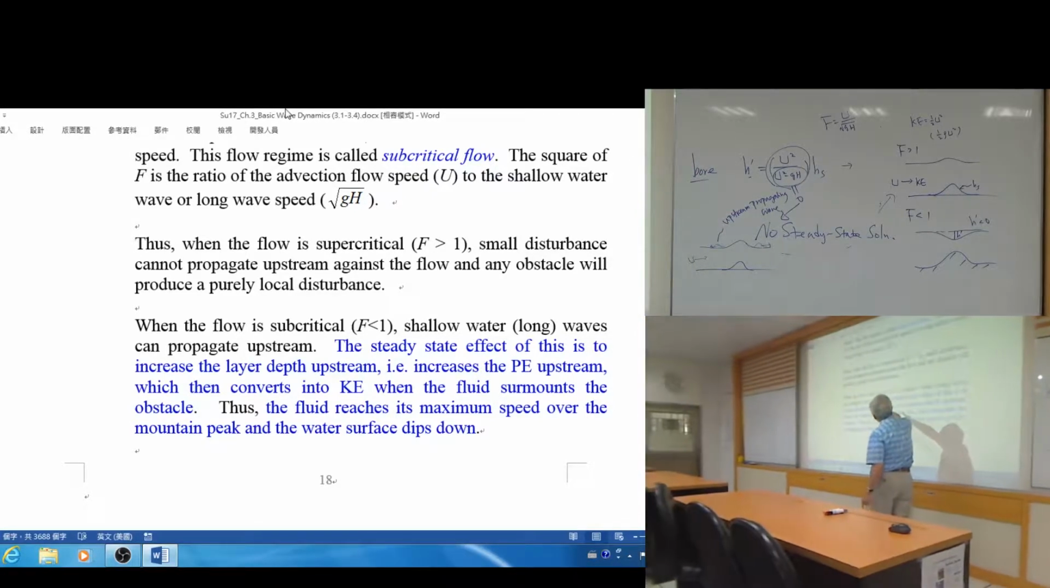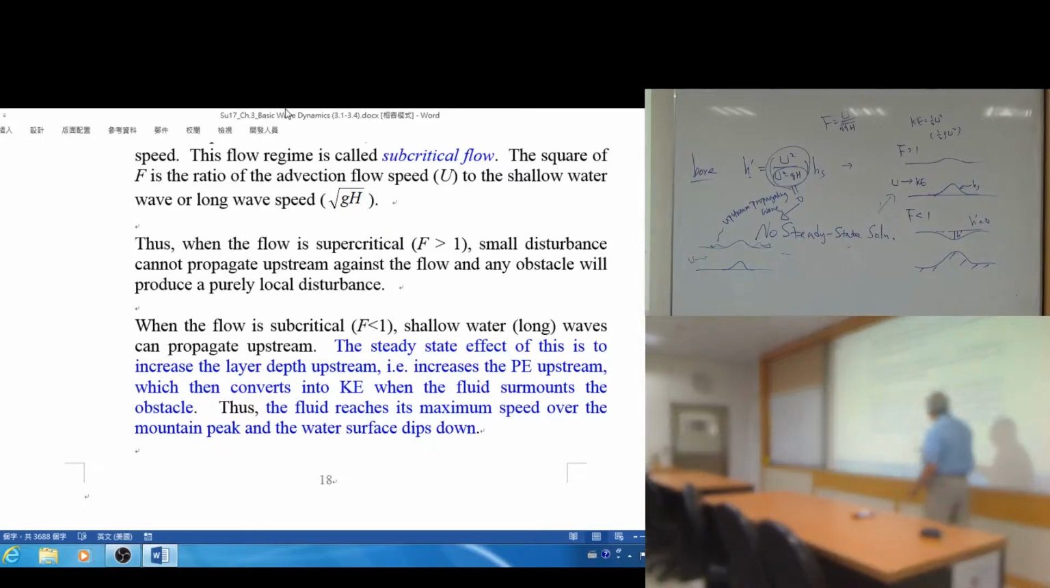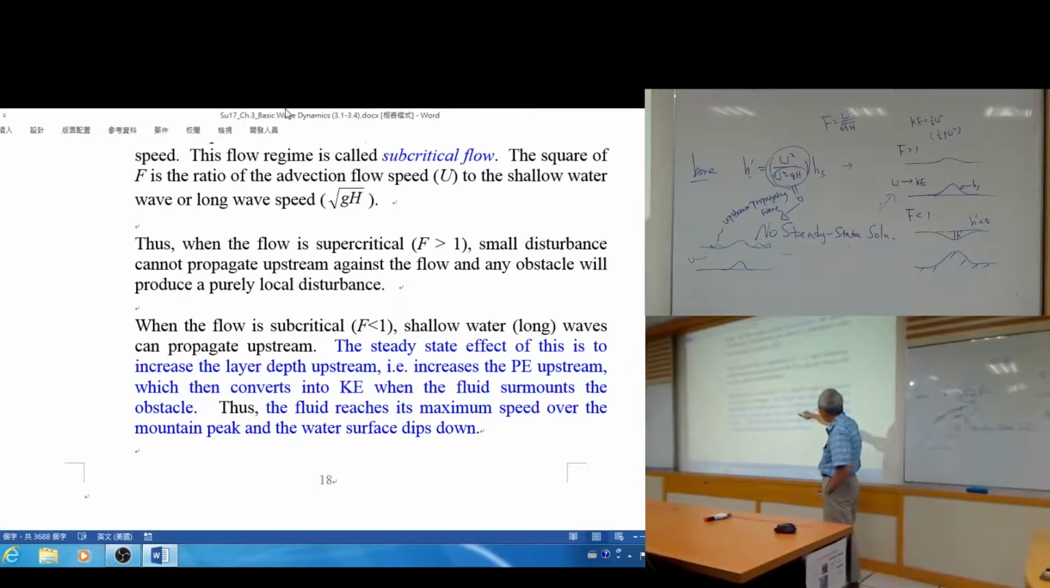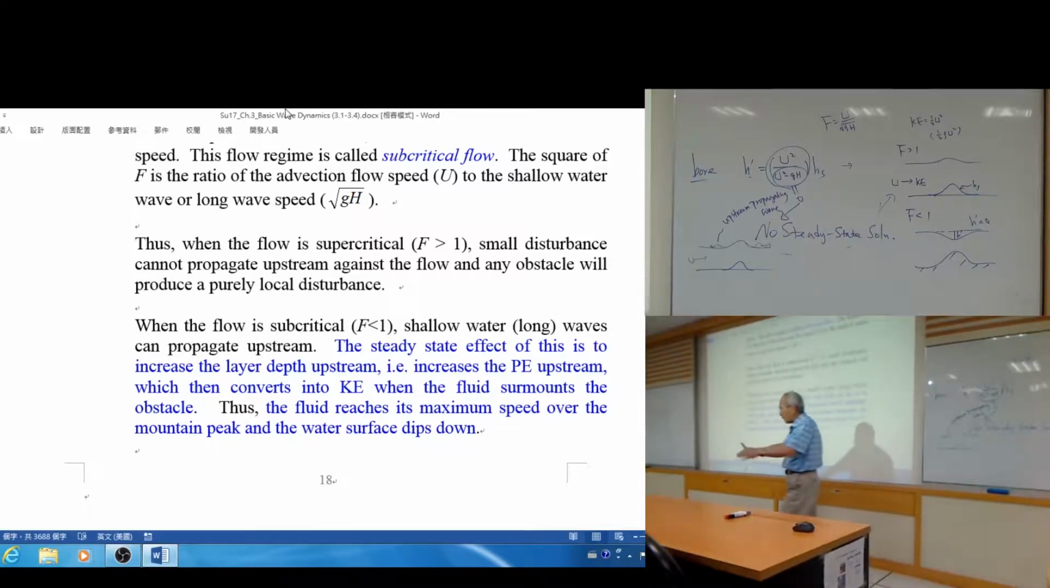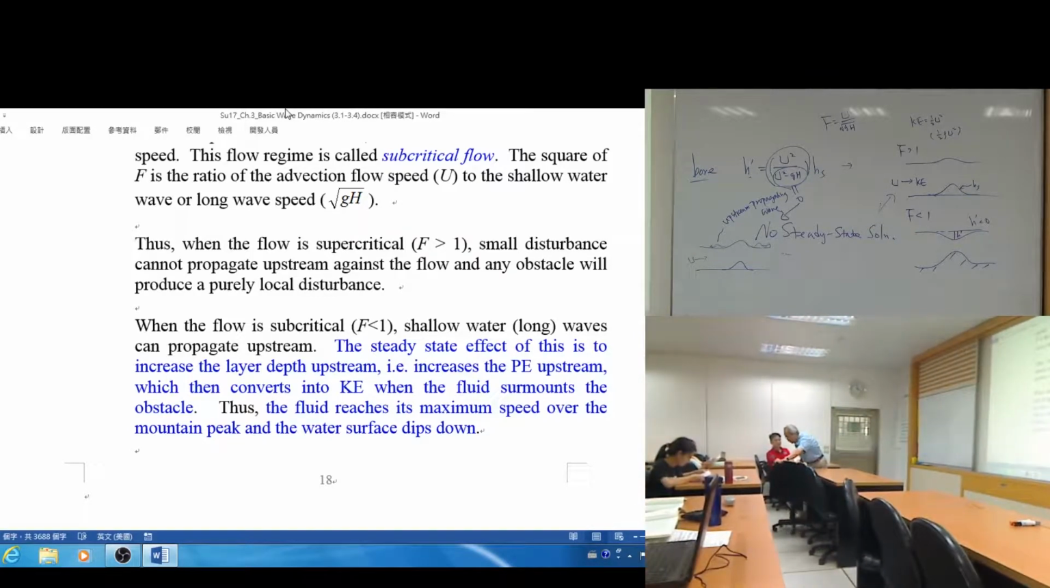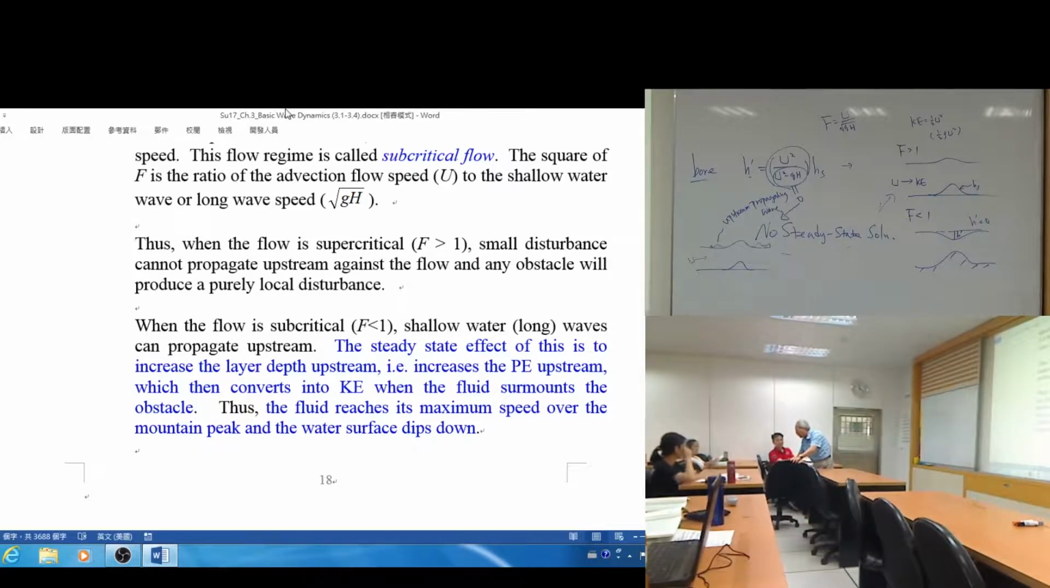Read this. When flow is subcritical, the flow number is less than 1. The steady state effect of this is to increase the layer depth upstream. Say this is a mountain. Flow is coming in, but doesn't have enough kinetic energy to climb over it. So what's going to happen? The flow is going to be blocked by the mountain, so it's going to accumulate. When you accumulate, the water surface becomes higher. That means you increase the potential energy.